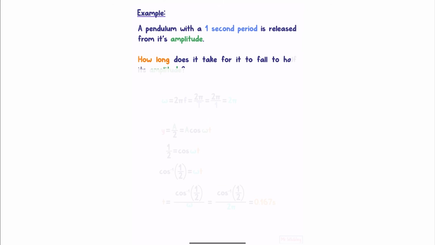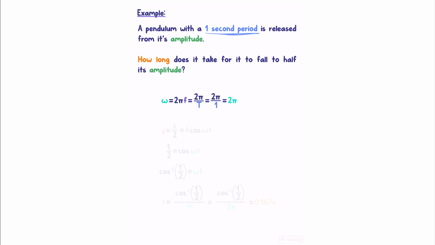Let's use this in an example. A pendulum with a 1 second period is released from its amplitude. How long does it take for it to fall to half its amplitude? To find this out, we first need to determine the angular velocity, which is equal to 2 pi f, and because we're given the period and not the frequency, we can substitute in that frequency is 1 over period, put in our 1 second, which gives us 2 pi.